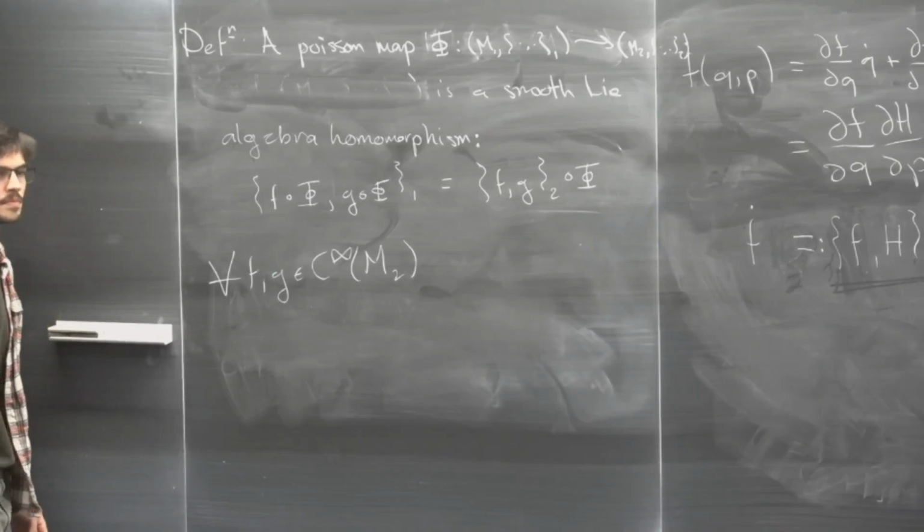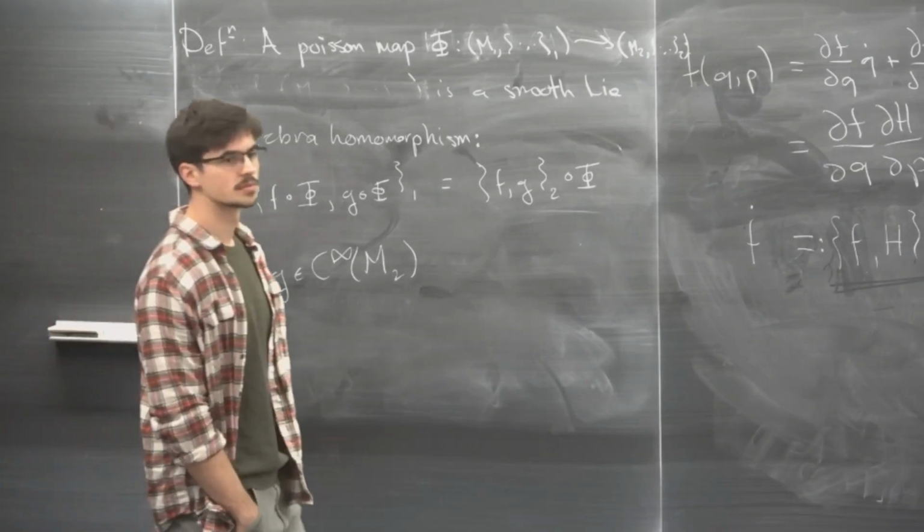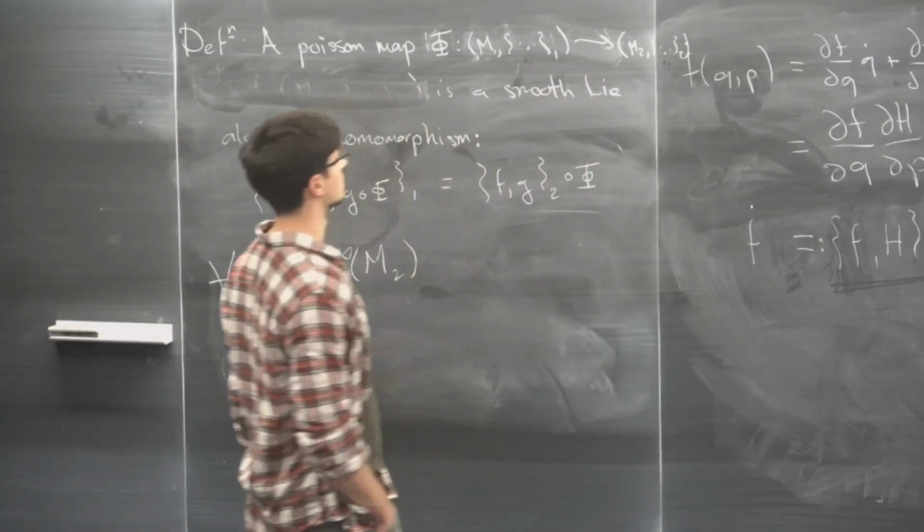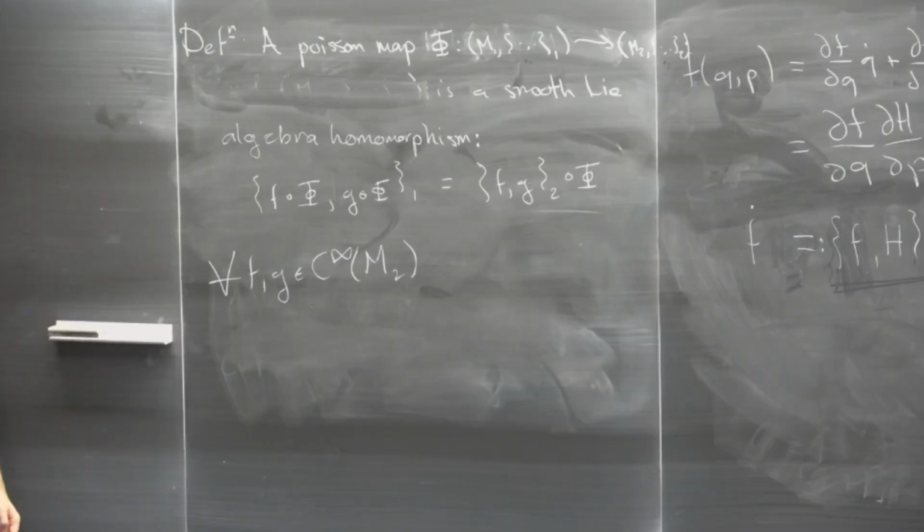Phi is actually a map between the manifolds. However, I just always want to make it clear that the manifolds do not need to have the same structure. And then a Poisson diffeomorphism, anybody want to guess? It's a Poisson map which is also a diffeomorphism.